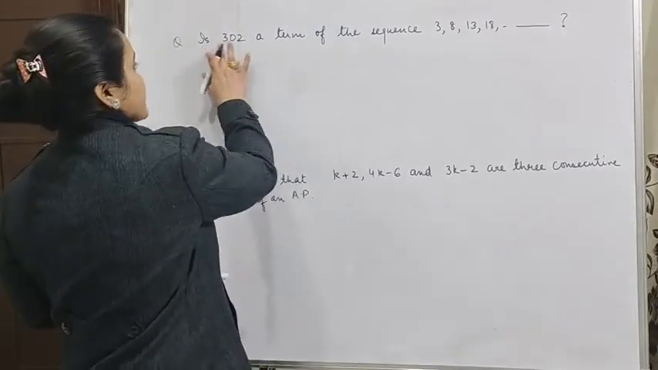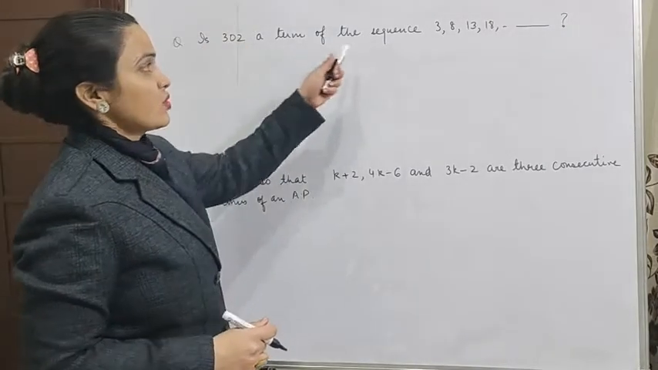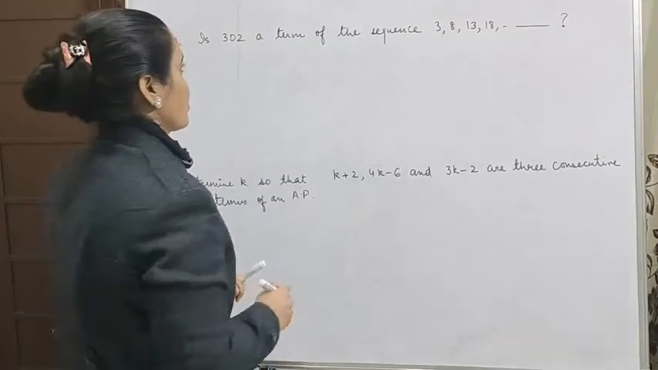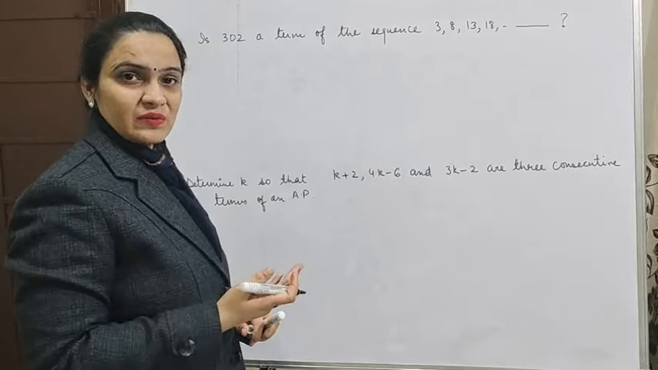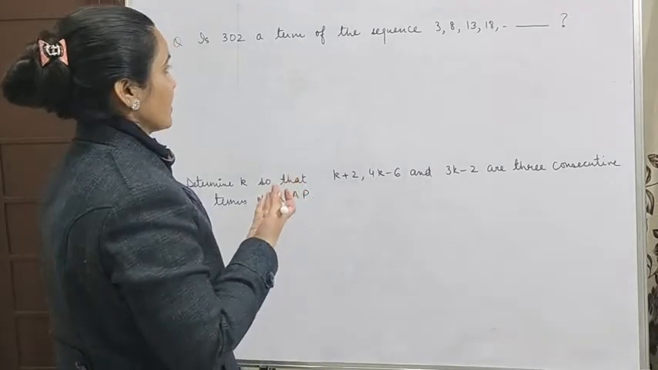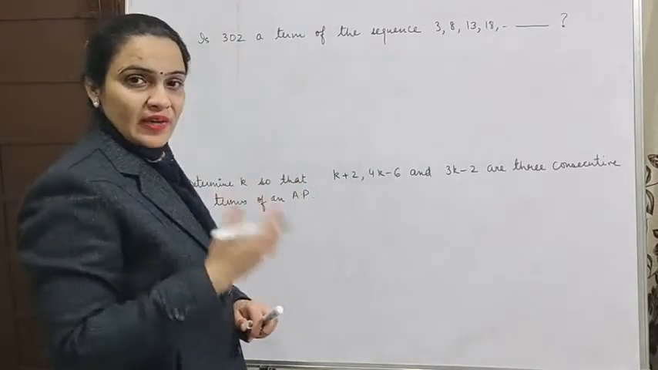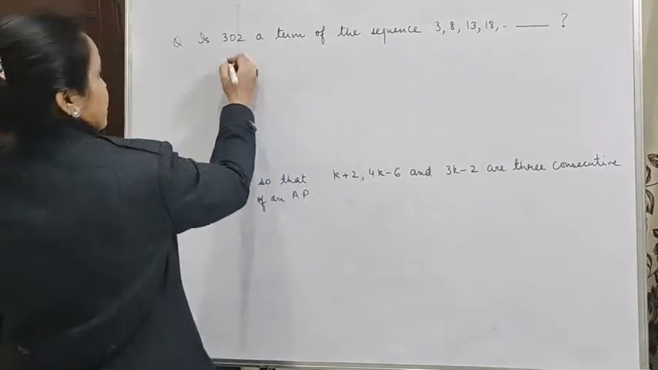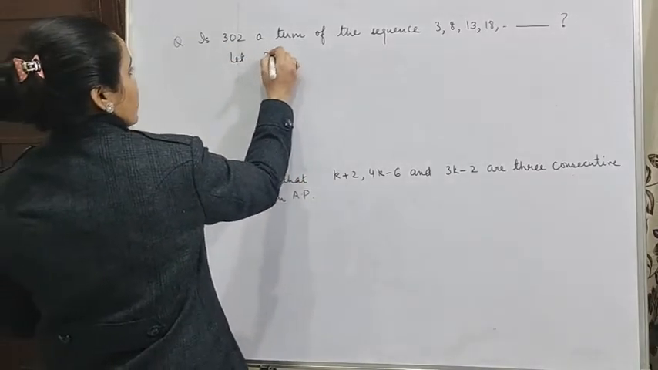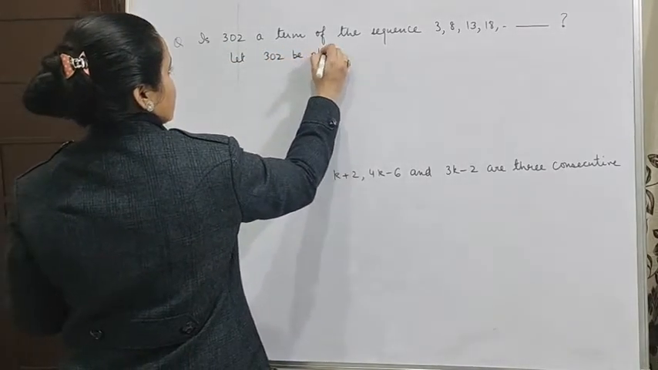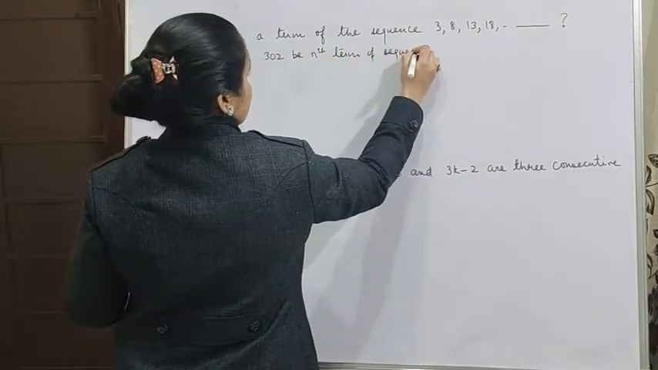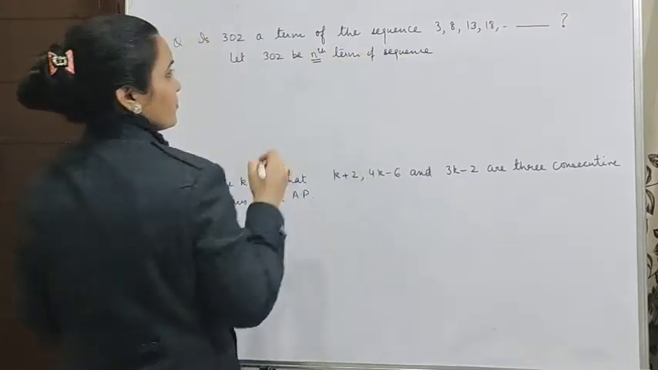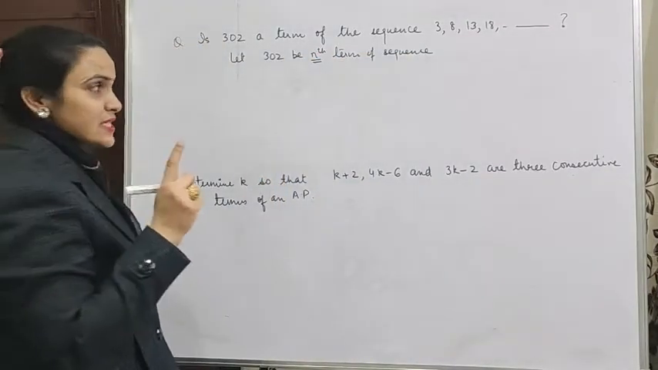Next question is: is 302 a term of this sequence? So let us take 302 as the nth term of the sequence, and we want to find the value of n.